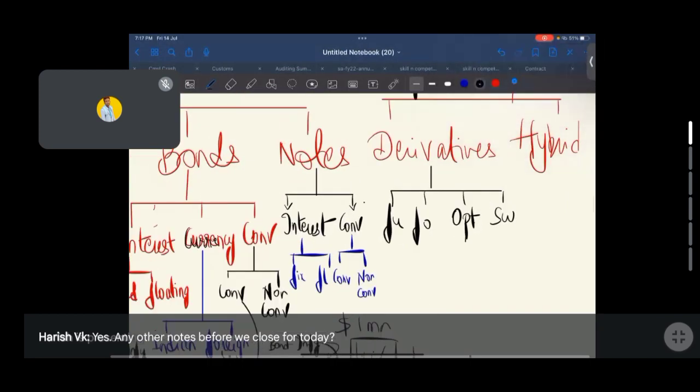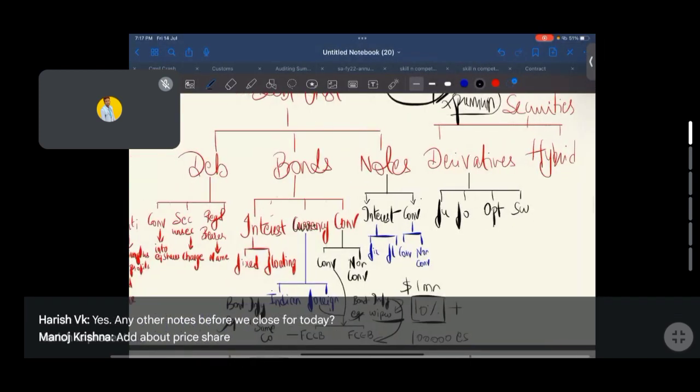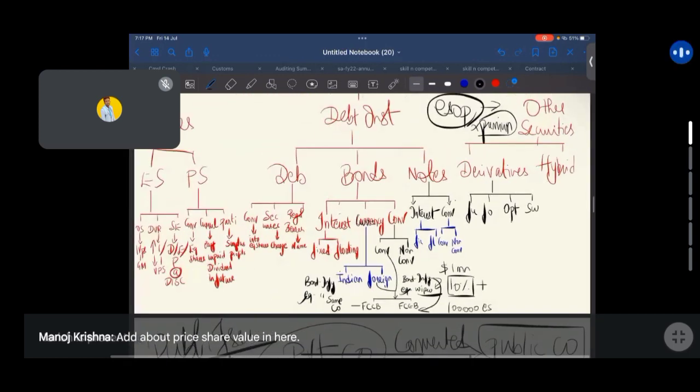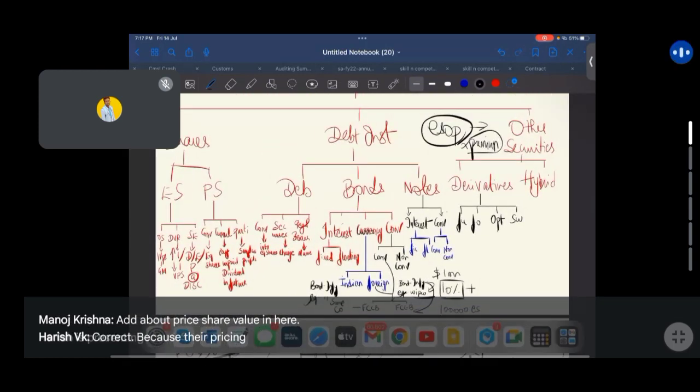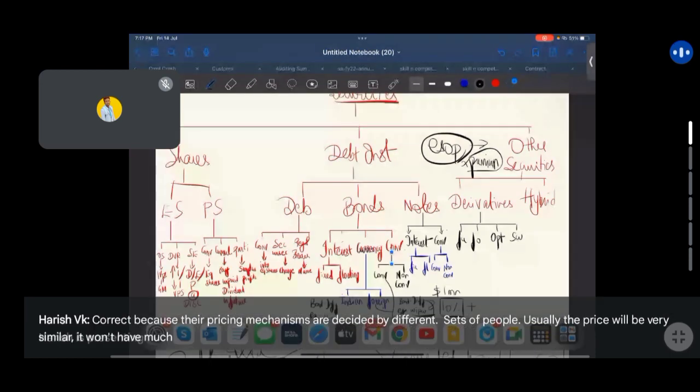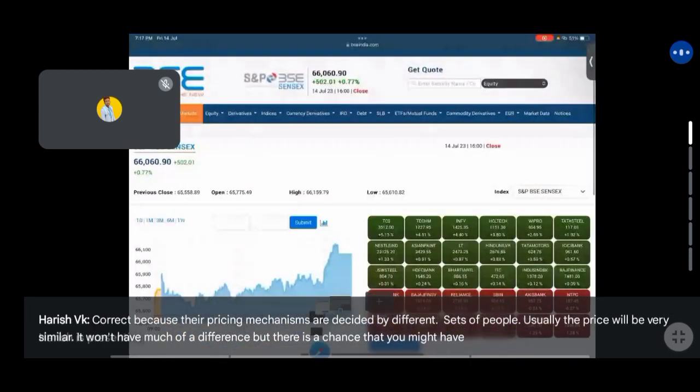Sir, I heard that the share price on BSE and NSE are different. Correct, because their pricing mechanisms are decided by different sets of people. Usually the price will be very similar. It won't have much of a difference, but there is a chance that you might have a few paisa difference here. So let's take an example.